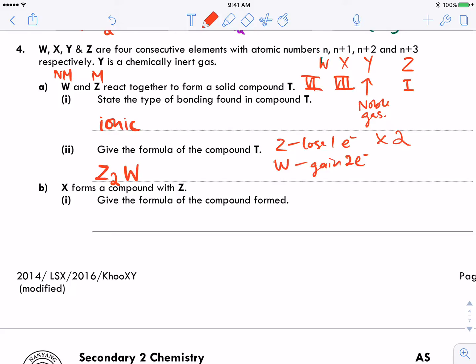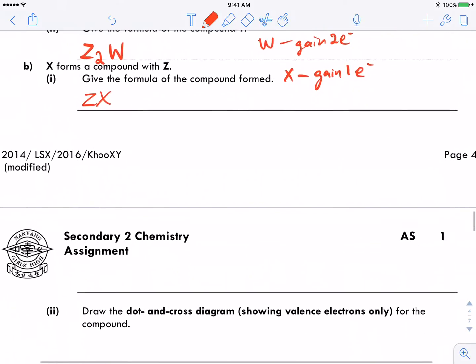You will see that for some of you, I will draw this squiggly line, which means that the sequence must be opposite. X forms a compound with Z. X is in group 7, so it should gain 1 electron. Okay, Z also loses 1 electron, X gains 1 electron. They should have the same number. Okay, ZX.